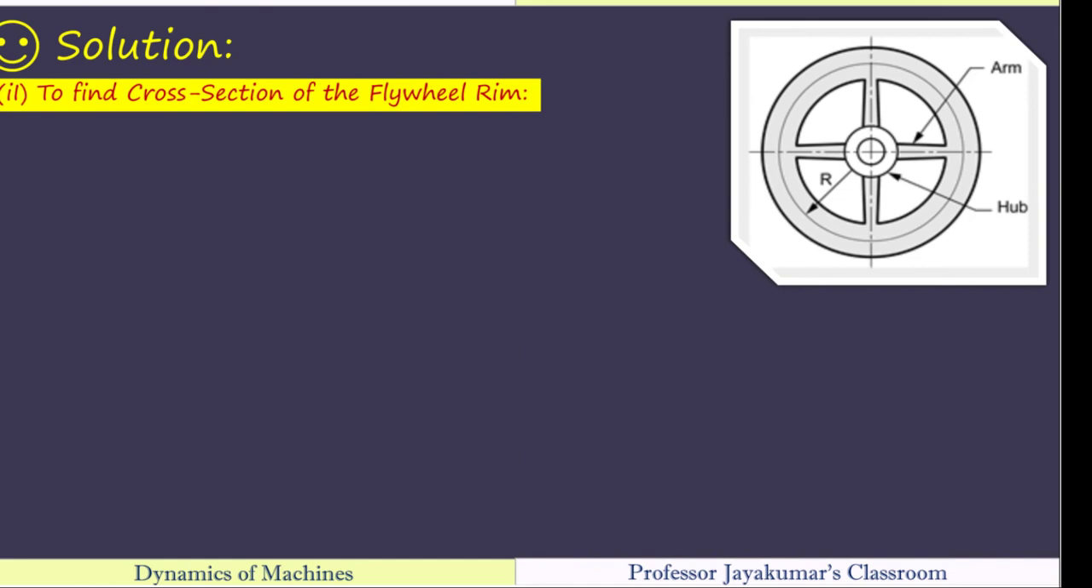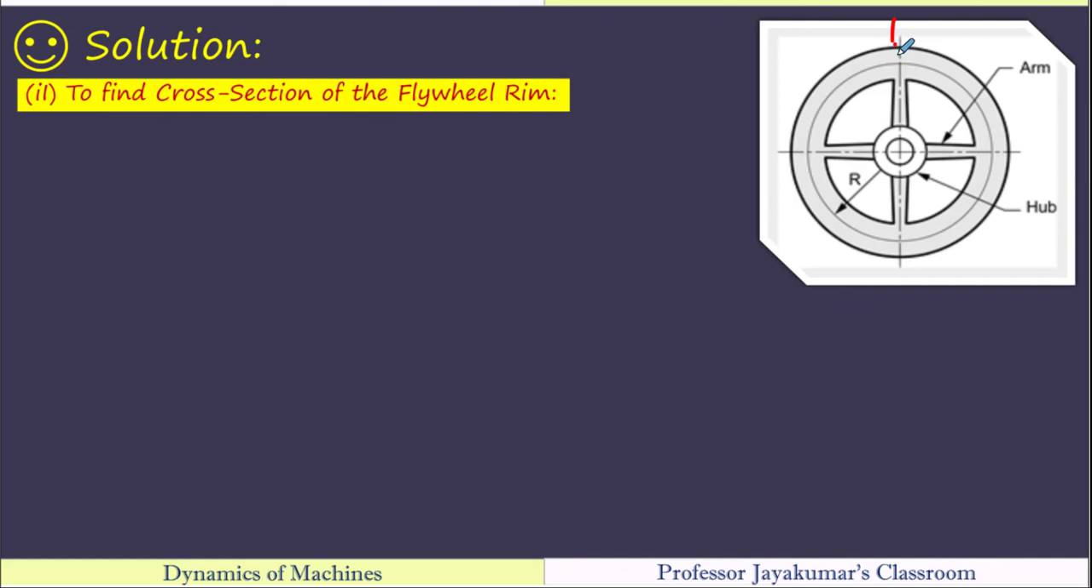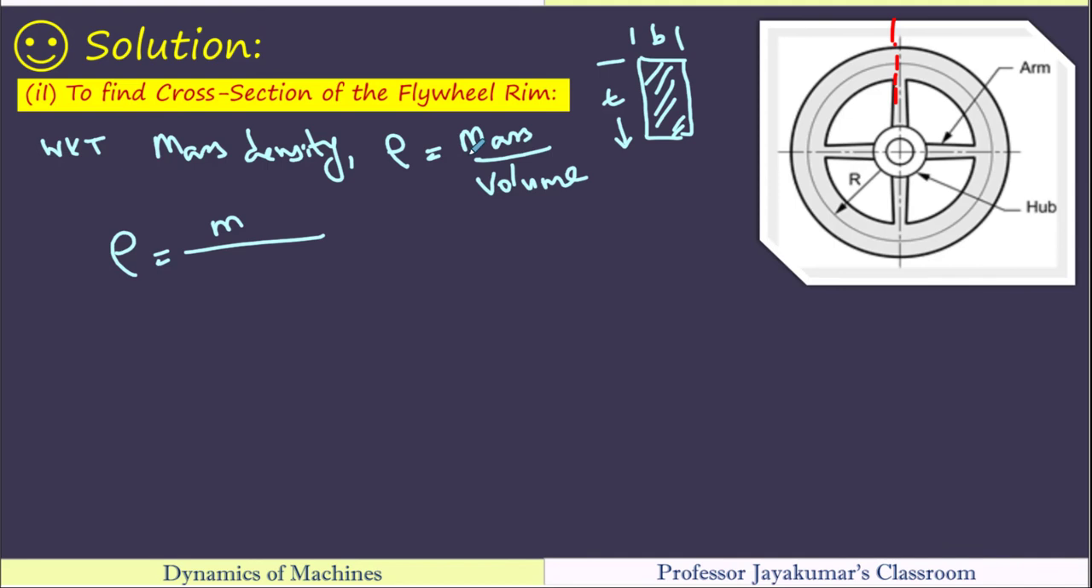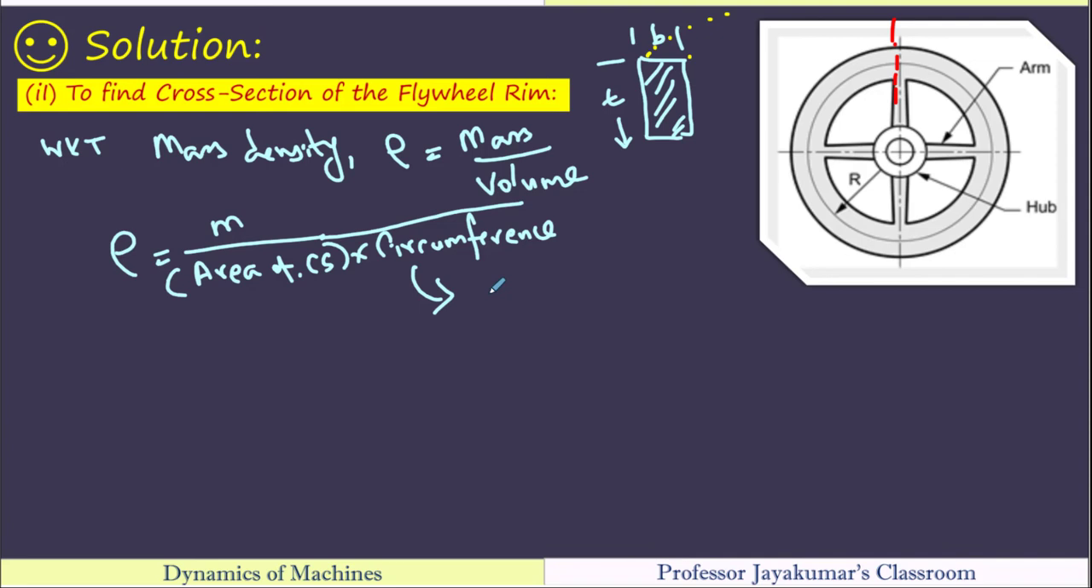Now let us find the cross section of the flywheel. When I do this cross section here, we would be getting this diagram. We know that mass density rho is equal to mass by volume. How can I find the volume of the rim? Area of cross section multiplied by the circumference, you will get volume of the ring. From this, I could write rho is equal to mass divided by area of cross section multiplied by the circumference, pi D. I know rho, I know mass, I know diameter, just now we found. From that, we can find area.